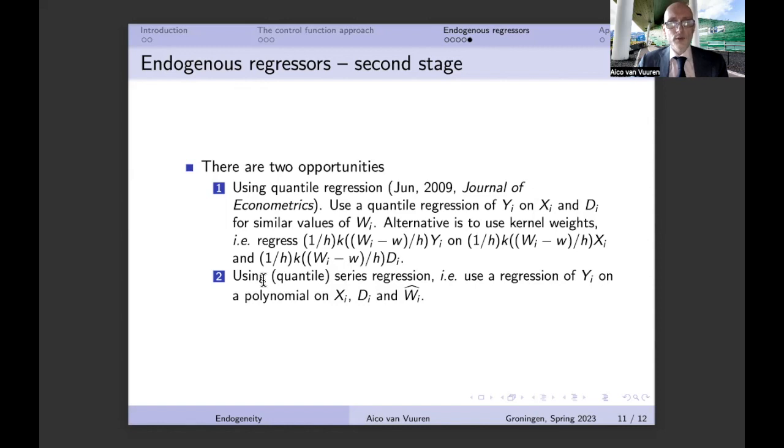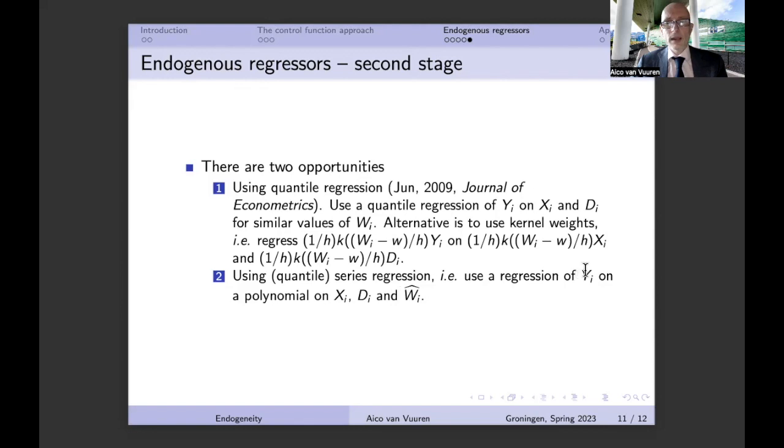Instead of doing all this, we could do more or less the same thing as what we already did with respect to the standard linear regression model. Remember that in the standard linear regression model, we estimated y on x, d, and an estimator of v, v hat. Well, that we can do here as well. Then we already correct for the impact that v has. Then we already take v into account.